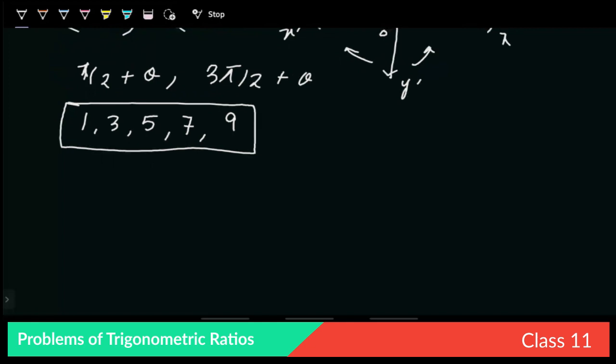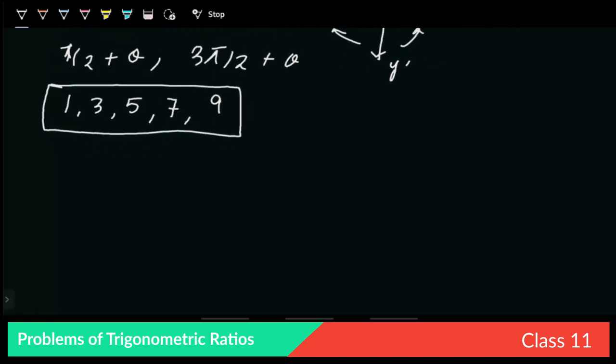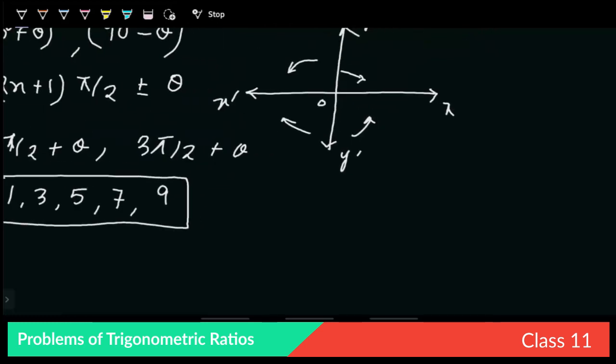Okay, now we come to the second working rule. What was the second working rule? If the trigonometric ratio is associated with horizontal line. Horizontal line means this x prime line. Okay. So x prime, what was that? That means 180 degree plus theta, 180 degree minus theta, 360 degree plus theta, 360 degree minus theta.